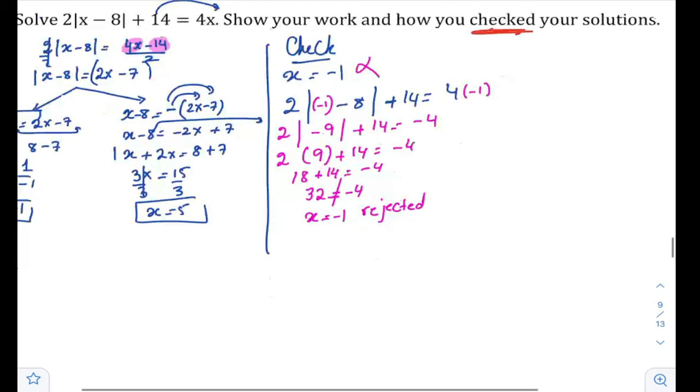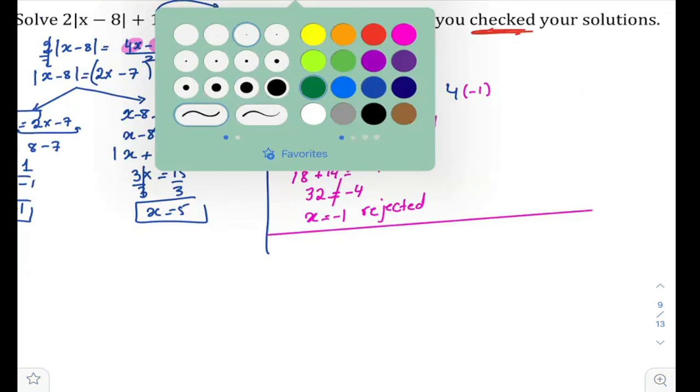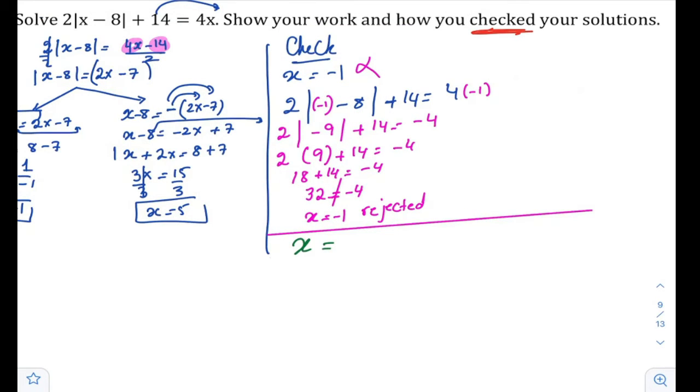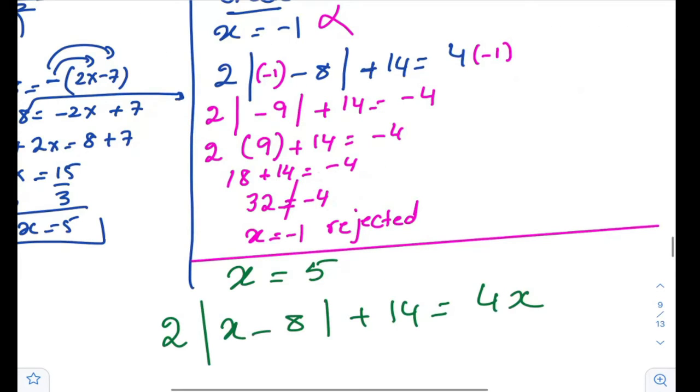Now let's check the other solution. I'll use another color. For x equal to 5, I will do the same thing. I will copy everything here. That is the original equation. And I will replace this x now by the 5, instead of the x.